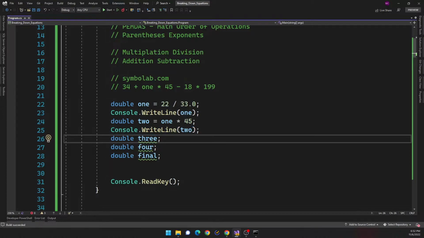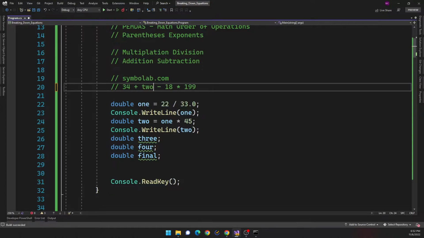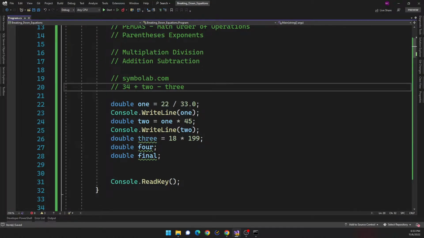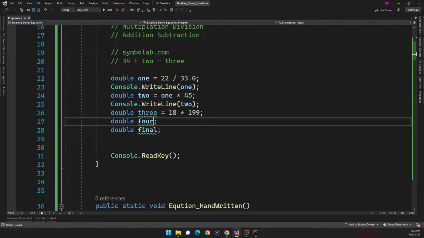So here we've gotten 2 down. It was between 1 and 45, so I'm going to replace this with our variable name 2. Then we have our multiplication back here. It's between 18 and 199. I'm just straight out going to copy and paste this in and replace 18 times 199 with 3. And now I'm going to come down to 4.